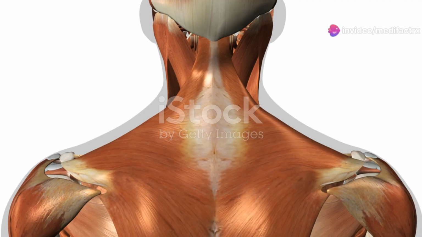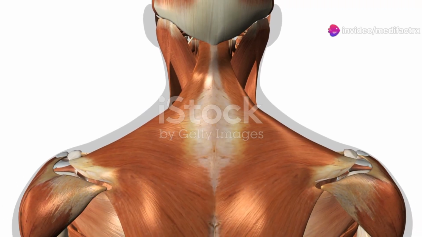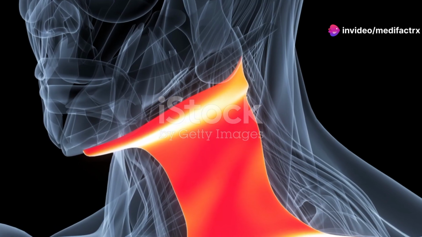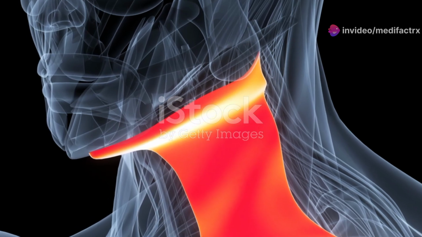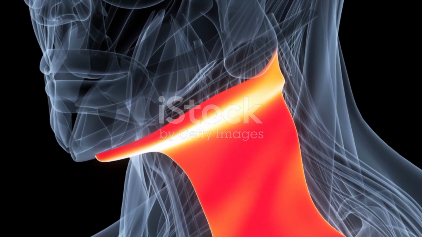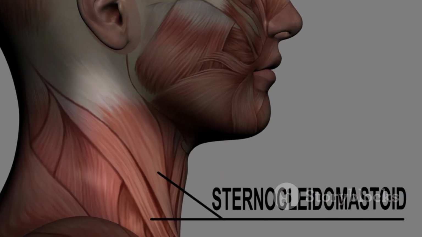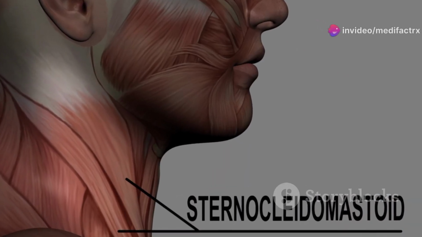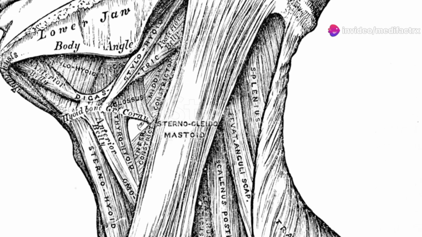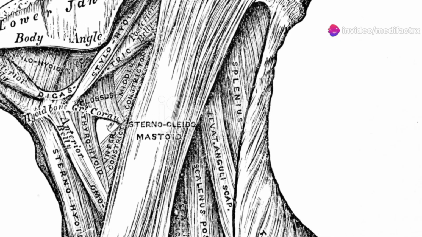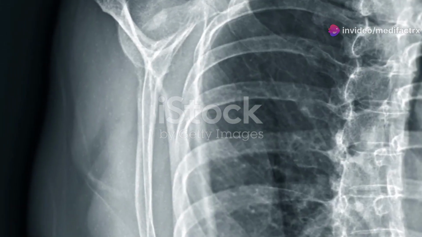Now, let's turn our attention to the posterior triangle of the neck. This triangle is larger than the anterior triangle and has a different set of boundaries. The posterior triangle is bounded by the posterior border of the sternocleidomastoid muscle anteriorly, the anterior border of the trapezius muscle posteriorly, and the middle third of the clavicle inferiorly.